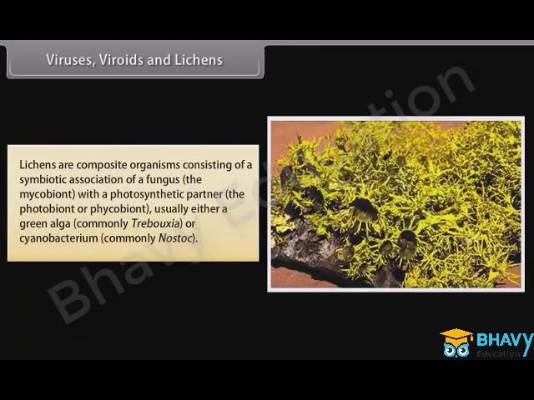Lichens are composite organisms consisting of a symbiotic association of a fungus, the mycobiont, with a photosynthetic partner, the photobiont or phycobiont, usually either a green algae, commonly Trebouxia, or a cyanobacterium, commonly Nostoc.